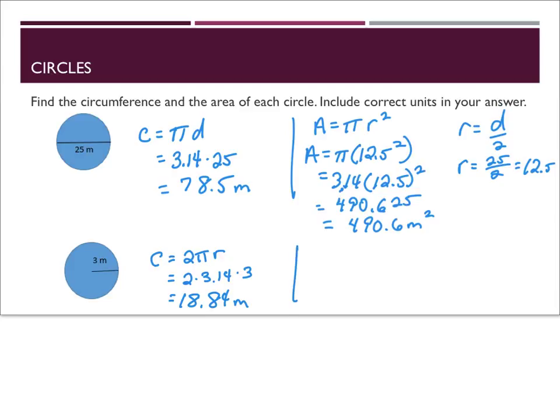If we want to find the area of this circle, the area is pi r squared. We're already told the radius, so we just do 3.14 times 3 squared. 3.14 parentheses with the 3 in it, with the square on the outside, and we get 28.26, and that is square meters.